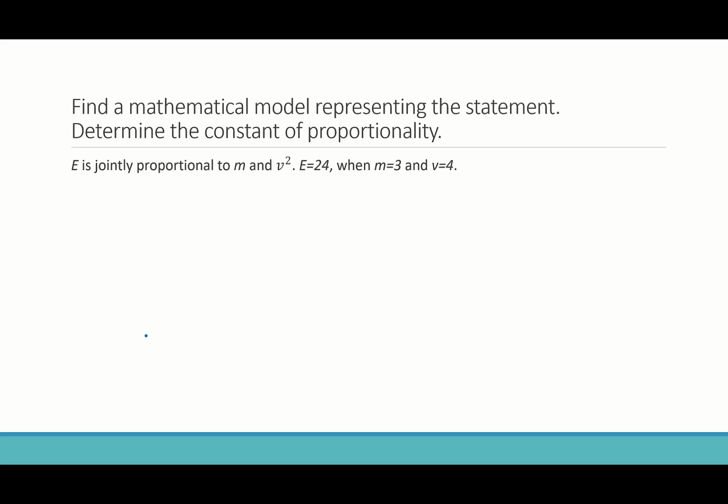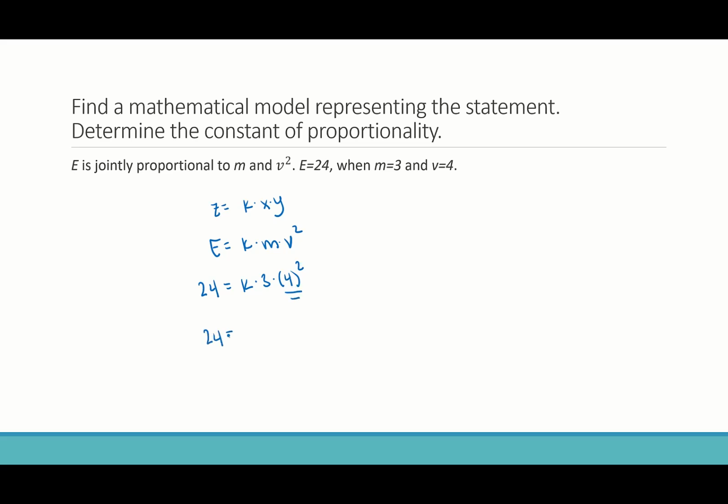In this example, we have our first example of joint variation. E is jointly proportional to m and v squared. So now what we're talking about is z equals k times x times y. Of course, we're going to replace z with e and x with m and y with v squared, right? So we're going to have e equals k times m times v squared. And then we're going to plug in what we're given. We're given 24 equals k times 3 times 4 squared. Order of operations says we're going to do this square first.